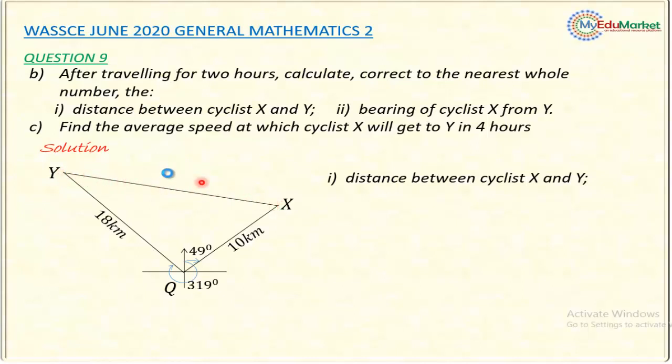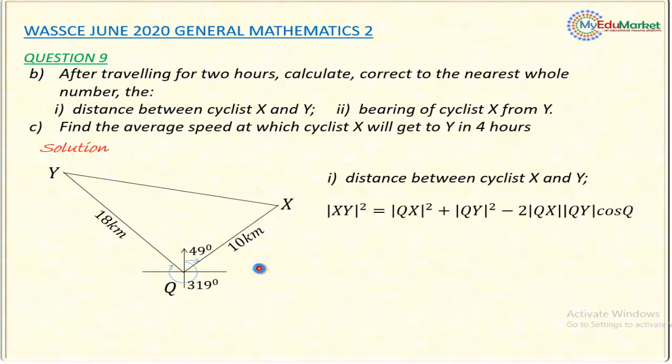Eventually I'm going to use the cosine rule, and the distance XY will be given by the formula. The cosine rule says QX squared plus QY squared minus 2 times QX times QY times cos of the angle at Q. This is the angle at Q, the angle of the triangle. But this angle is missing. I need to find it. It will give me the angle that I'm going to use here, the angle at Q.